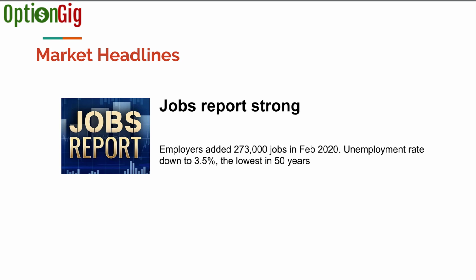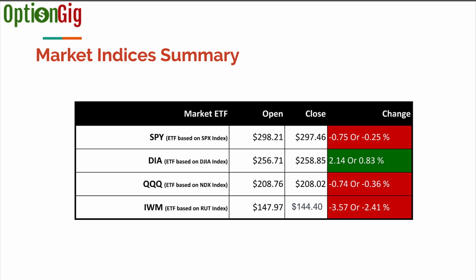That means the unemployment rate ticked down back to 3.5%, which is the lowest in 50 years. We had seen this unemployment rate back in December 2019, and now it's back to that level. But it did little to change the sentiment of investors or traders in the market. And now let's look at how the market indices performed.